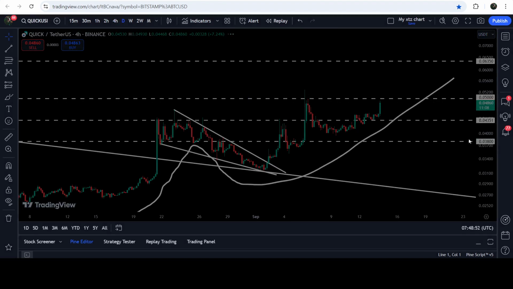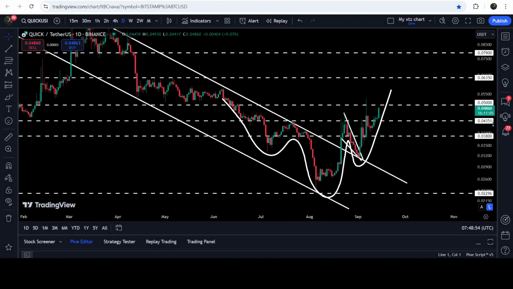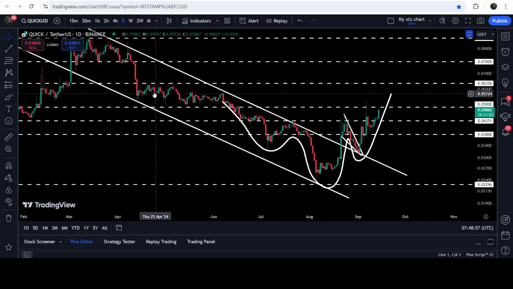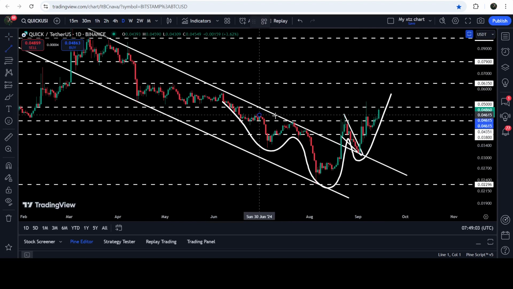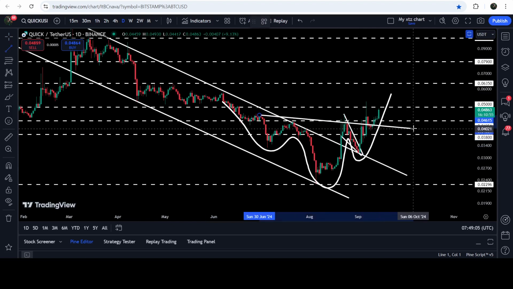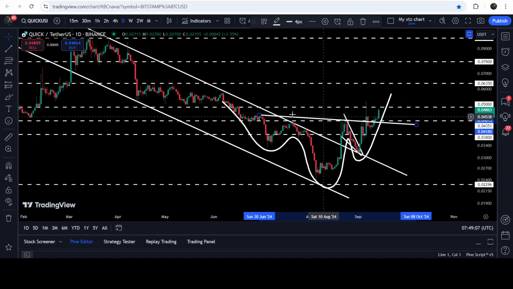And now if we take a look at the daily time frame chart, it has also broken out the neckline of an inverse head and shoulder pattern. This was the left shoulder, the head and the right shoulder of this pattern, and this was the neckline. Now you can see that we have broken out this neckline, and this previous neckline can work as a support for the price line. At the same time, we have also broken out this quite long-term resistance of 4.35 cents as well.